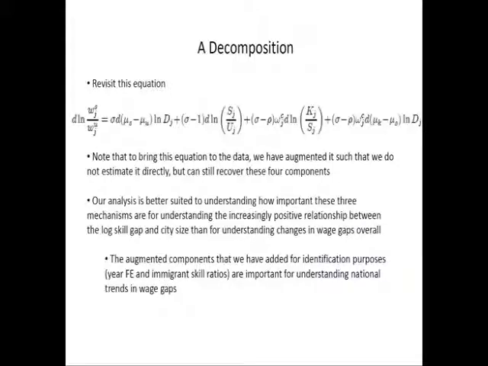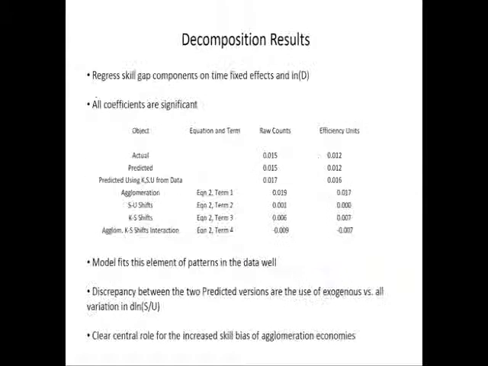Okay, so I showed you a decomposition before, and now we have parameters, so we can plug into this decomposition. Basically, what we do is take each component of the skill gap and regress it on time fixed effects and log city size. So each of these has an elasticity of a component with respect to city size. And what you get is basically no role for relative supply shifts.